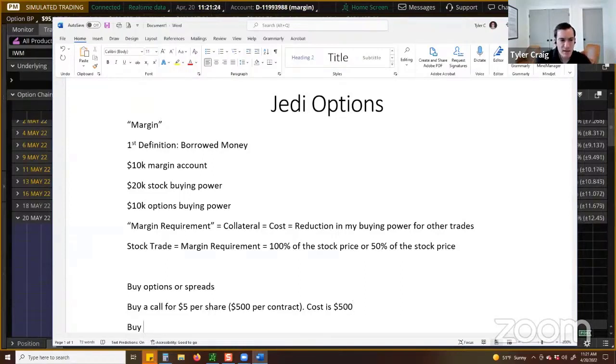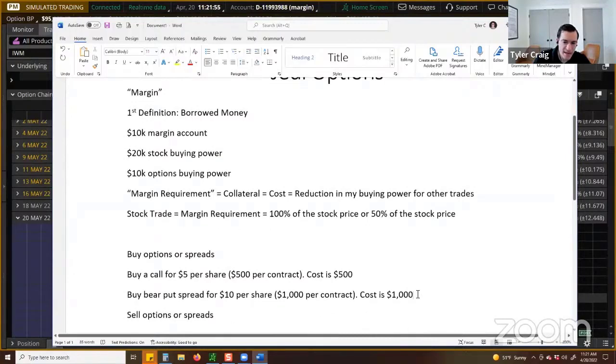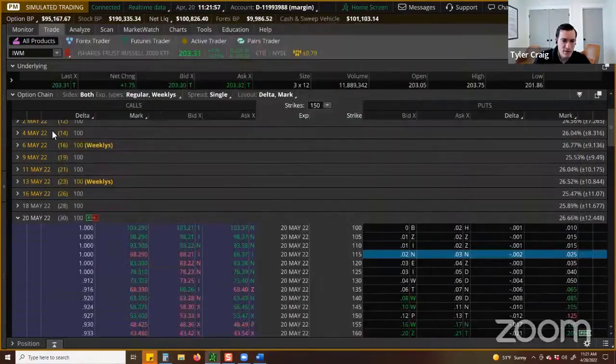Same thing if I buy a spread. Maybe I buy a bear put spread. For $10 per share, it cost me $1,000. How much money are they going to make me put up? The whole thing, the max loss. You've got to put it up at the beginning. So the cost in this case is $1,000. They don't take that and set it aside and keep it in a little box. No, it goes out of the account. The bear put spread comes into the account. It's gone.